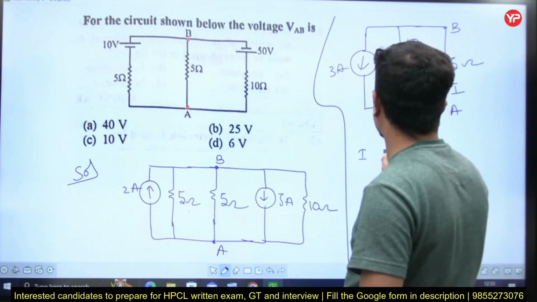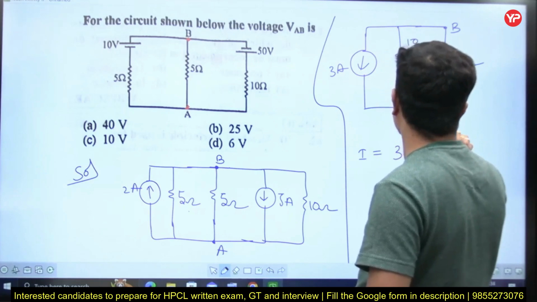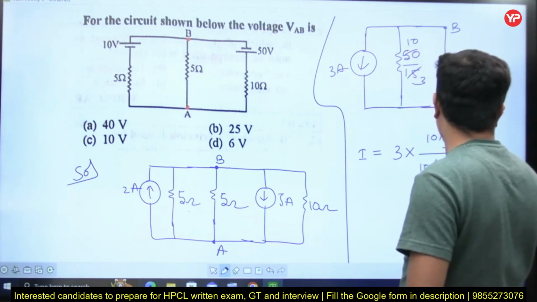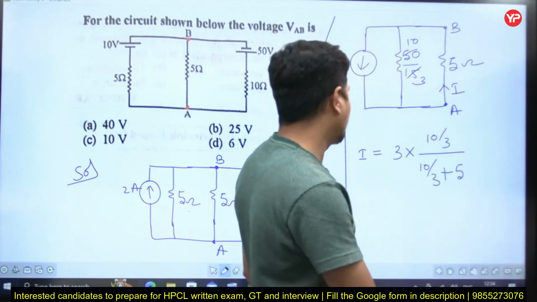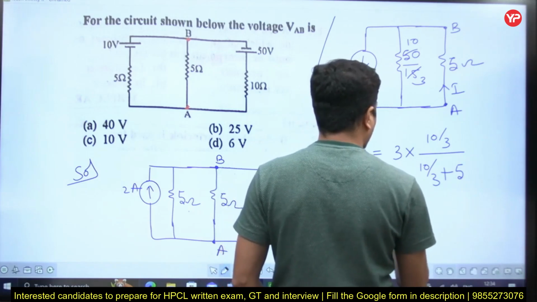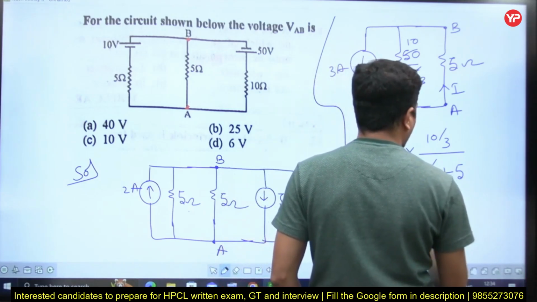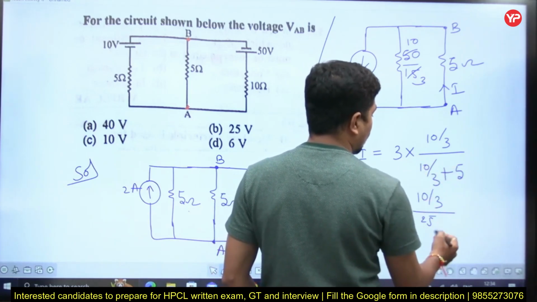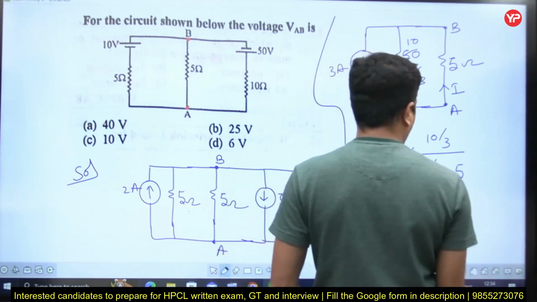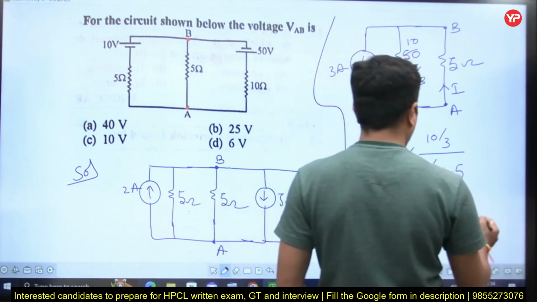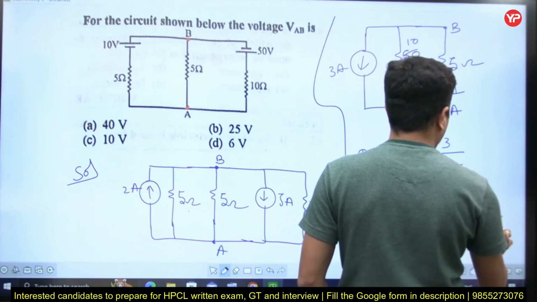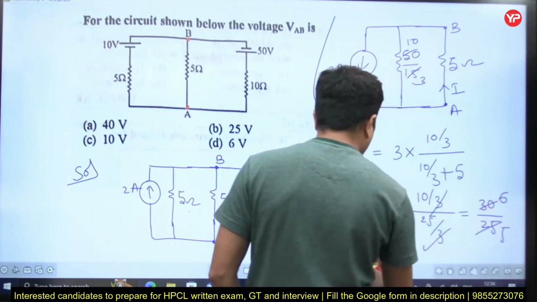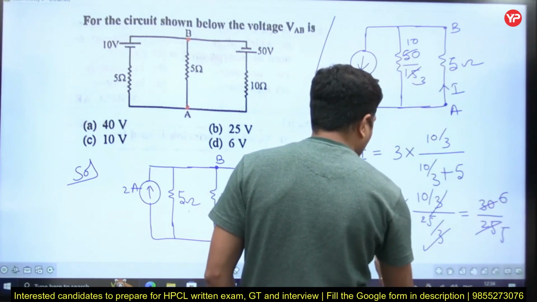The current I is equal to 3 into the opposite resistance, 10 by 3, divided by the total resistance, 10 by 3 plus 5. Therefore, I is equal to 3 into 10 by 3 by, this is 15, 15 plus 10 is 25 by 3. This 3 is gone. Now 3 into 10 by 25, so this is 30 divided by 25. So 5 fives and 5 sixes. The current I is equal to 6 by 5 amperes.